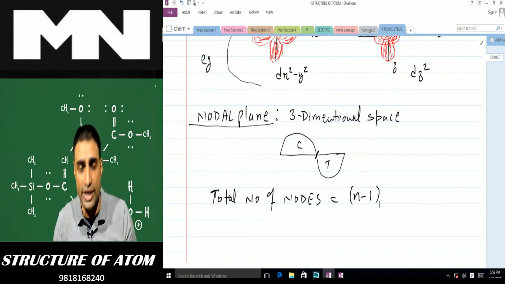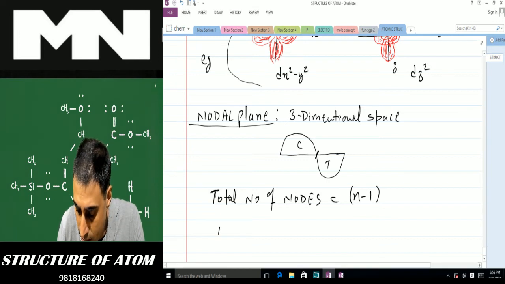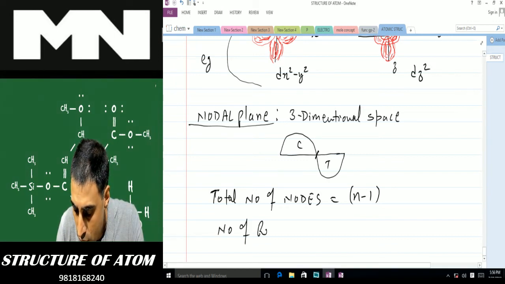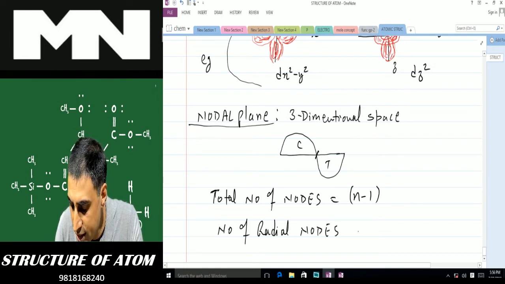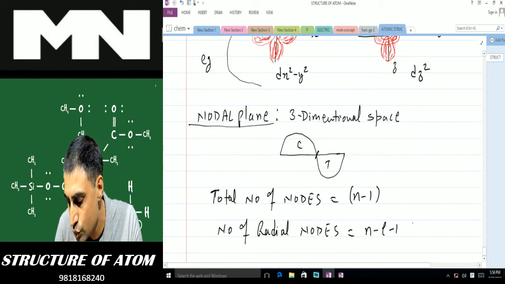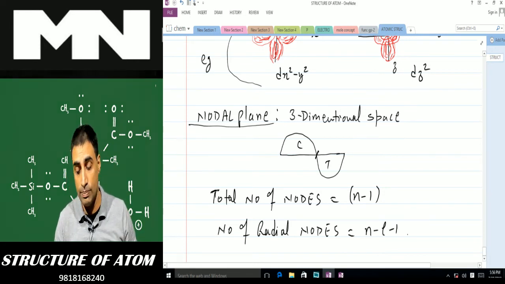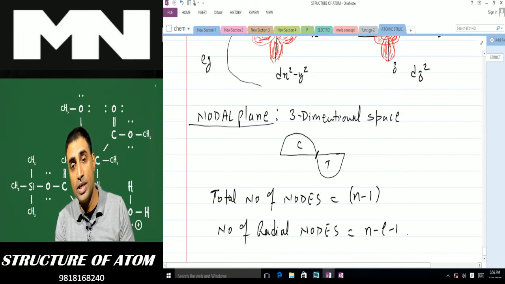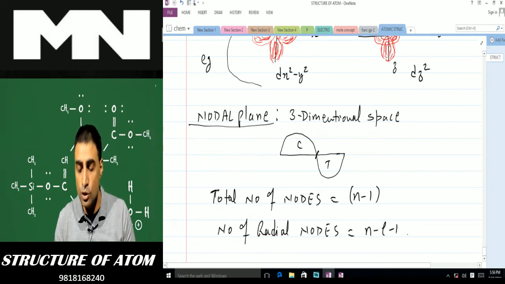In the s subshell, you have radial nodes. How to calculate radial nodes? Well, the number of radial nodes is always n minus l minus 1. So this is how you can calculate radial nodes. Total number of nodes, you know, is n minus 1. Radial nodes, you know, is n minus l minus 1. If you subtract n minus l minus 1 from n minus 1, you will get angular nodes, so they are generally equal to l. This is how you can calculate radial nodes and angular nodes, and this is all about the nodal plane and the wave mechanical model.